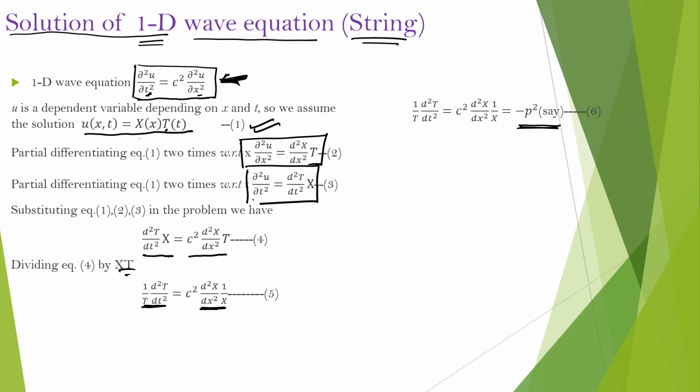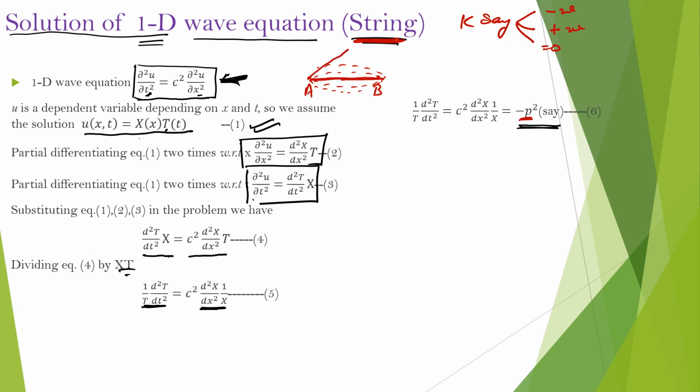Why do we assume this as minus p square and not k? If we assume it as k, then the value of k will be either negative, positive or equal to 0. But when we are discussing the string, whenever we start the vibration between points A and B with a tightly stretched string, the vibration will always try to come to rest. So the steady state for this string is always at rest.